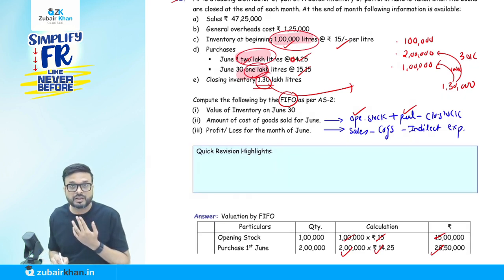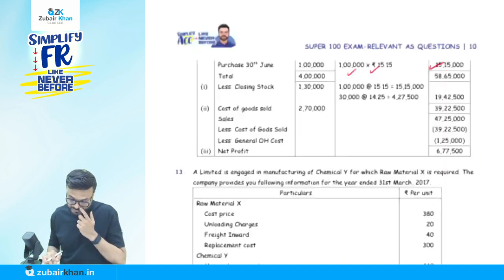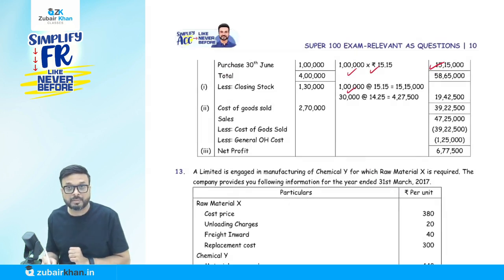Per liter was 14.25. So 30 multiplied by 14.25, and here the 1 lakh, what is the price per liter? 15.15. So 1 lakh multiplied by 15.15. So you can see that here 1 lakh multiplied by 15.15, 30,000 multiplied by 14.25. This is the value we have.